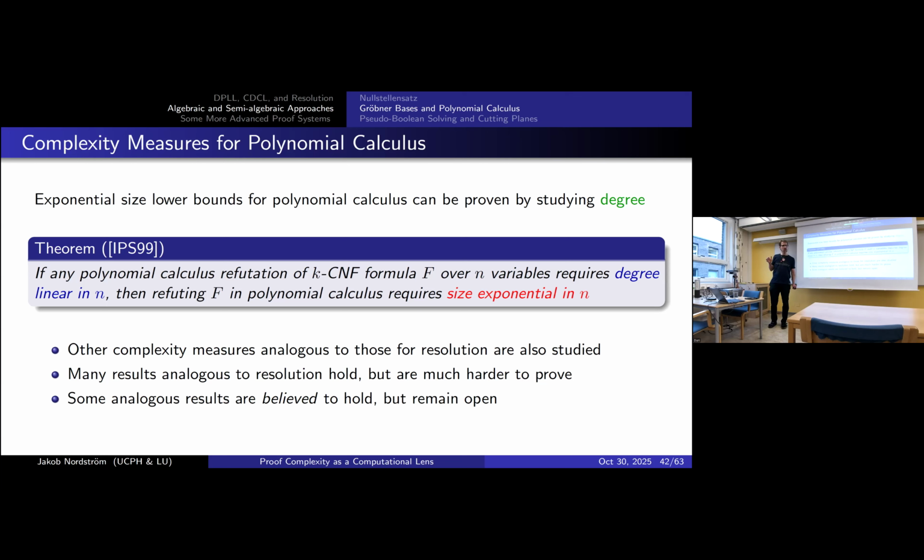And just as for resolution, you can also study other measures such as space. Interestingly, there are many results that carry over. There are many results for which we know analogous results for polynomial calculus as in resolution, but usually these results are much harder to establish. And there are also a number of very nice open problems where we believe that essentially analogous results should hold compared to what we know for resolution, but this is wide open. And for later lectures in the course, we hope to cover some such open problems.